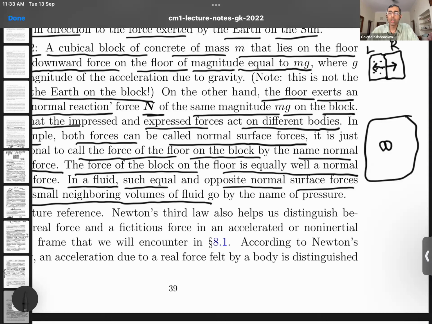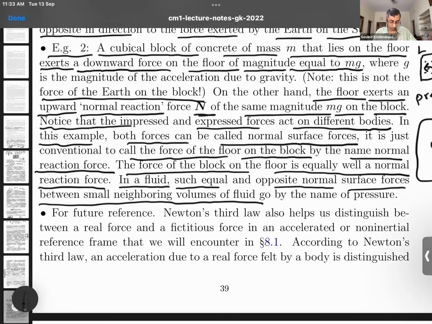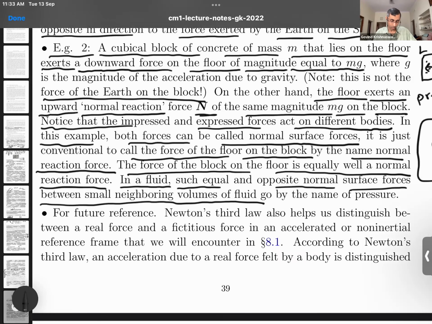Okay. So these forces go by a name, they are called pressure. So pressure is a normal force, normal meaning perpendicular to the interface. And when we say the pressure is some number, what we mean is that the force exerted per unit area by L on R is that number, and similarly R on L is that same number. So we just talk about one pressure. Question about these examples?